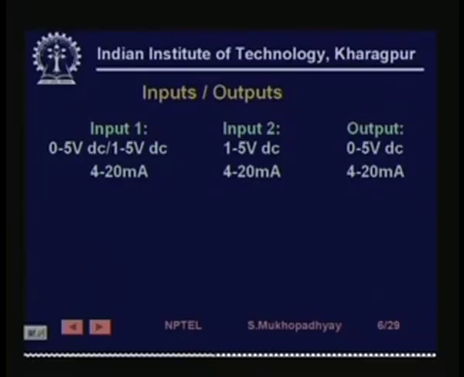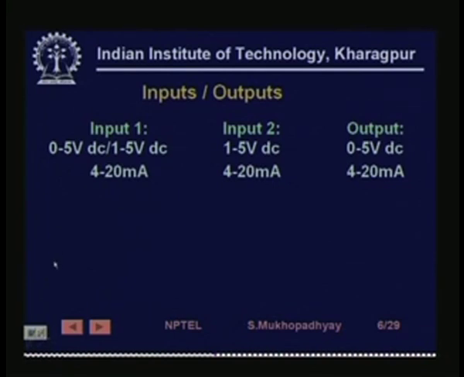and if you look at its input outputs, for all controllers input outputs are very important. So, it provides 0 to 5 volt DC or 1 to 5 volt DC. 1 to 5 volt DC is sometimes provided to detect wire breaks or shorts to ground, or you could have 4 to 20 milliamperes. So you have two inputs. On one of them it can take 0 to 5 volt or 1 to 5 volt DC and 4 to 20 milliamperes, and in the other input it can take 1 to 5 volt DC and 4 to 20 milliamperes, and as output it can provide 0 to 5 volt DC and 4 to 20 milliamperes.